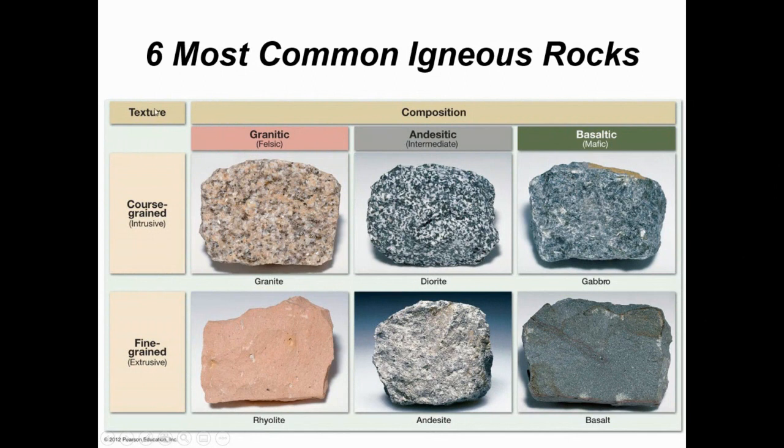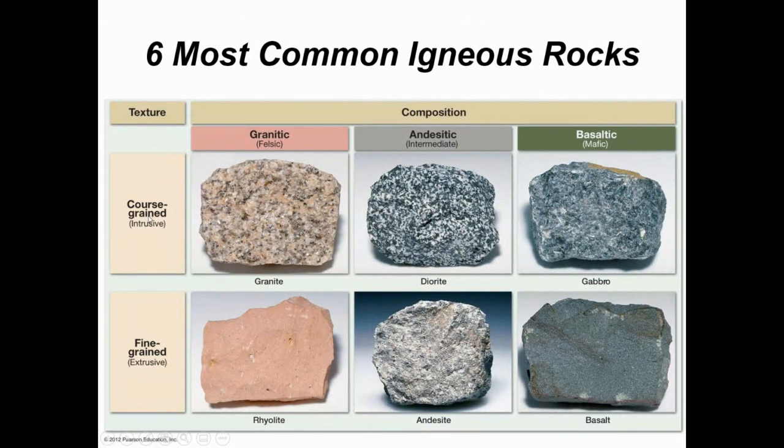Over on the x-axis, or on the rows, we have composition. Not rows, rather it would be columns. So composition is up and down. We have granitic, andesitic, and basaltic. So we have high silica, middle silica, low silica. Light, middle, dark. So that's the composition.